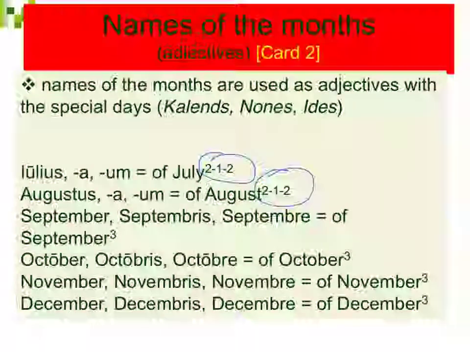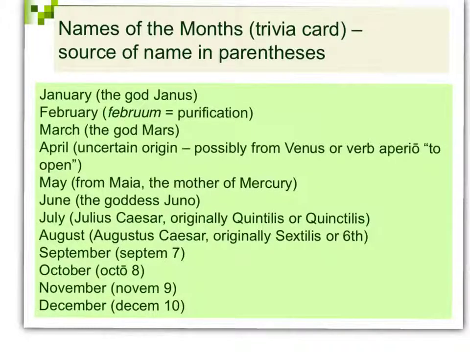This card is a little trivia card on the source of the names of the months. Originally, below this line I'm drawing now, these months had to do with numbers. Quintilis for 5, Sextilis for 6, September 7, October 8, November 9, and December 10. That was in the original order of the numbers, where December was the 10th month of the year. That meant that March was originally the beginning of the year, and March, of course, is named after the god Mars.